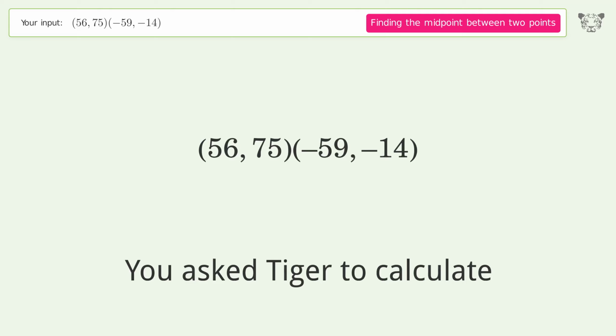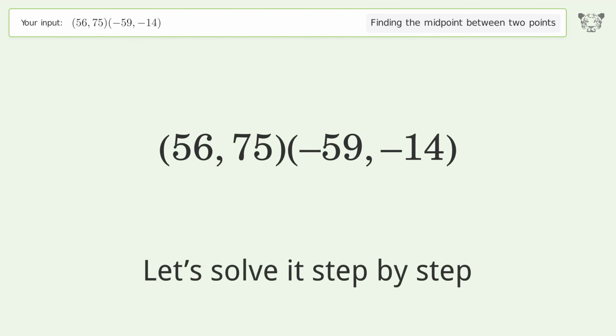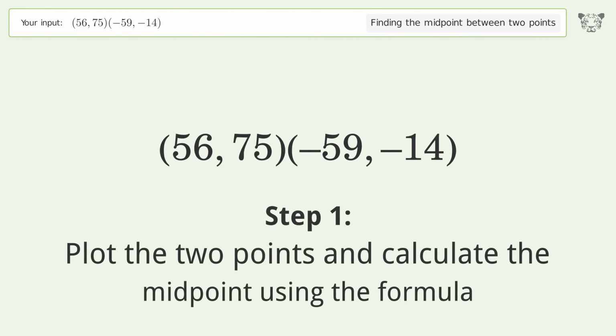You ask Tiger to calculate. This deals with finding the midpoint between 2 points. The midpoint between the 2 points is negative 1.5, 30.5. Let's solve it step by step. Plot the 2 points and calculate the midpoint using the formula.